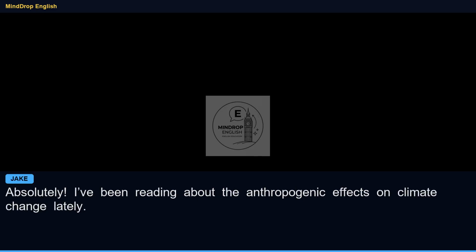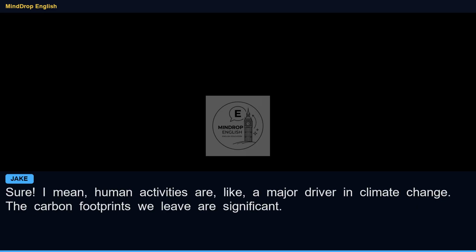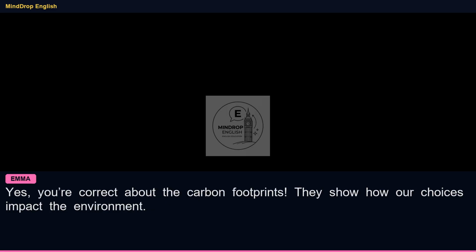Ready? Absolutely. I've been reading about the anthropogenic effects on climate change lately. That's a great start. Can you tell me more about those anthropogenic effects? Sure. Human activities are a major driver in climate change. The carbon footprints we leave are significant. Yes, you're correct about the carbon footprints. They show how our choices impact the environment.